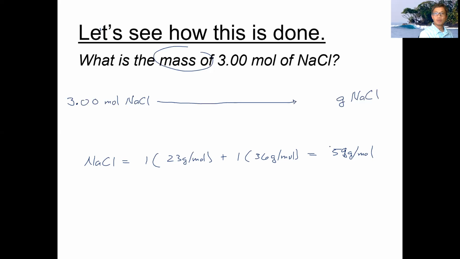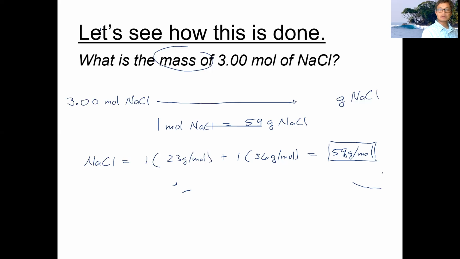Remember what this number means. It means then that for every 1 mole of sodium chloride, if we are able to get 1 mole of sodium chloride, that's going to measure out to be exactly 59 grams of sodium chloride. That's what this ratio means right here. So make sure you understand what this ratio means: it's 59 grams of sodium chloride.